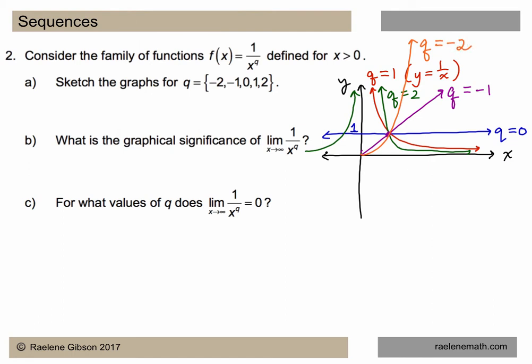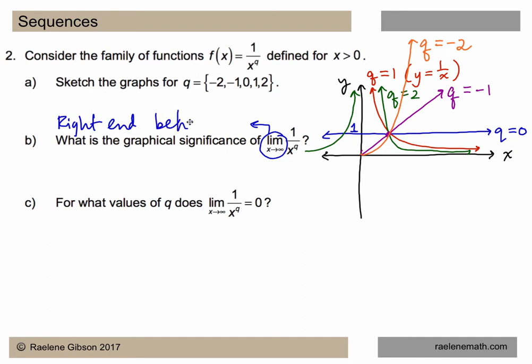So we have 5 different graphs. We have red, orange, blue, green, and purple. So then we want to know what the graphical significance of this expression, limit as x approaches infinity, on any one of these graphs is, and the notation here is talking about the right-end behavior.